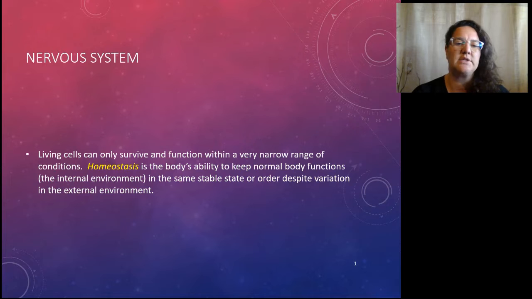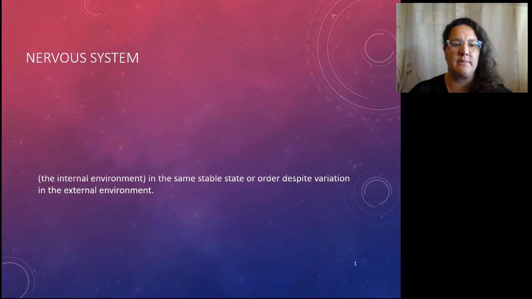Living cells can only survive and function within a very narrow range of conditions, and our body maintaining this internal stability is known as homeostasis. Our body's internal environment needs to stay stable despite variations in the external environment.